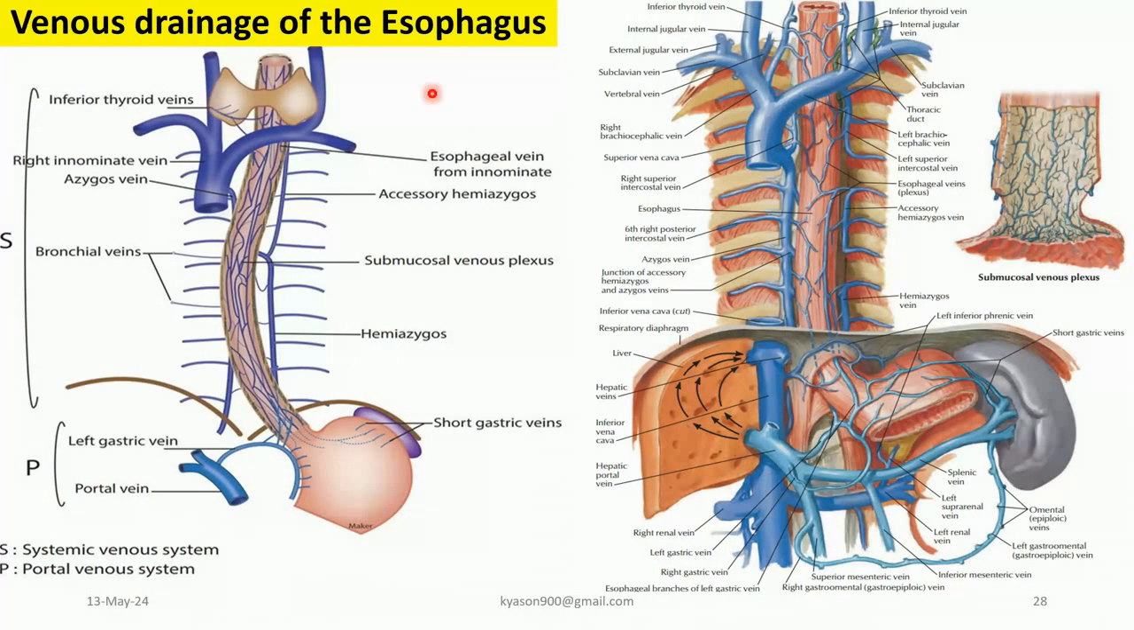The venous drainage can be seen here. The cervical part, obviously, is going to be drained by the inferior thyroid vein. You can see the inferior thyroid veins drain the blood from the cervical part, and this blood eventually is going to enter the brachiocephalic veins on the right and on the left.